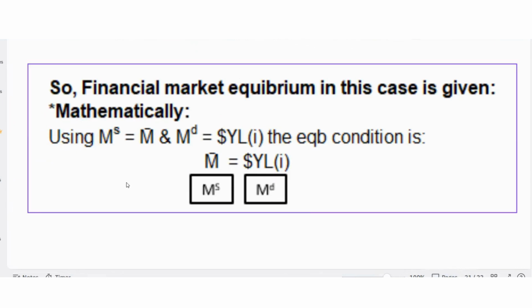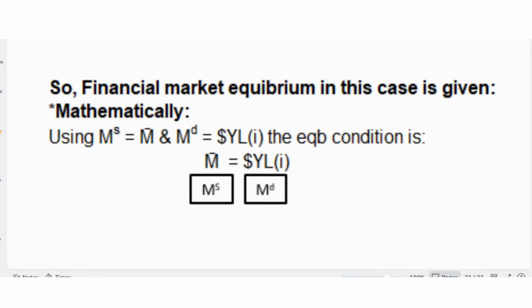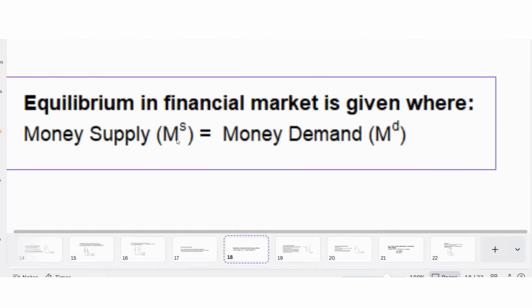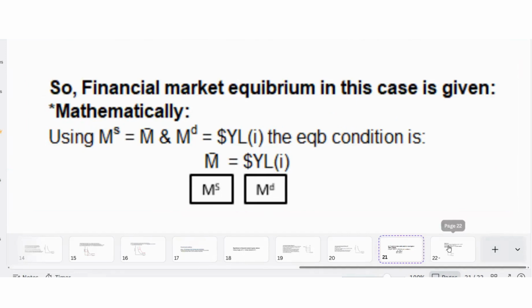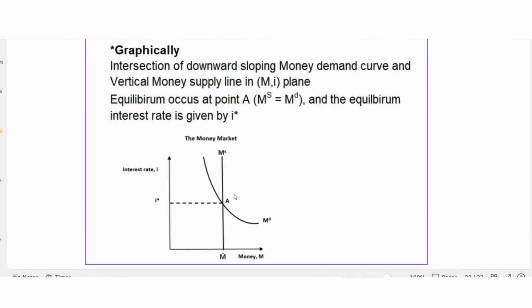So financial market equilibrium in this case is given mathematically, like we discussed, where MS is equal to MD. We said MS is M bar and MD is $Y L(i), so financial market equilibrium can be written as M bar equals $Y L(i). Graphically, financial market equilibrium occurs at the intersection of our vertical money supply curve, which is vertical at the level set by the central bank, M bar, and a downward sloping money demand curve. So in this figure, the equilibrium is at point A, where MS is equal to MD, where they intersect, and the equilibrium interest rate is given by i star.